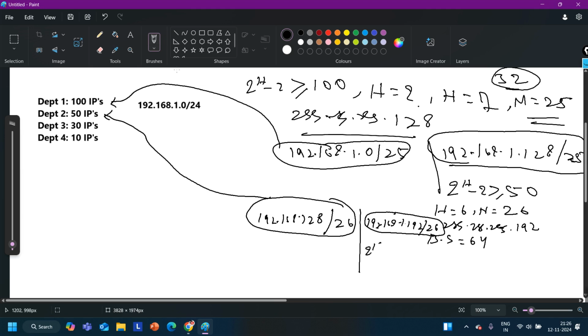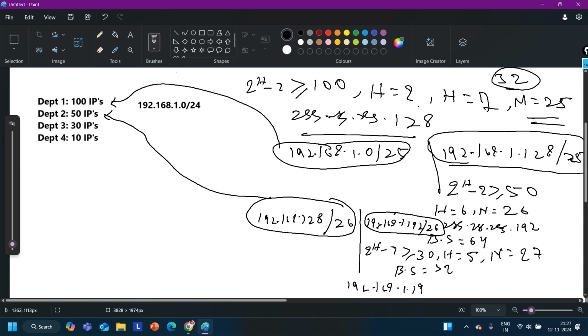Now I am going to perform subnetting for this network. Here again, 2^h minus 2 is greater than or equal to 30, so h should be 5. That means n equals 27, which means my block size is going to be 32. So the second network is going to be the first network plus the block size.